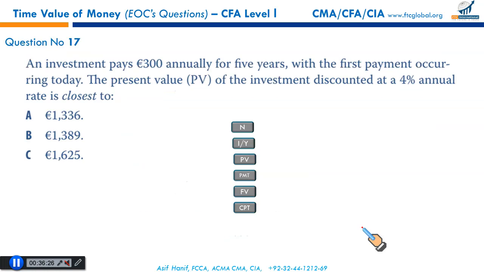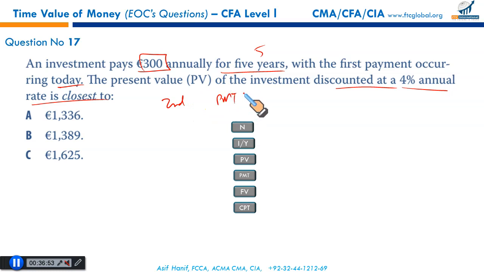Next, an investment pays 300 euros annually for 5 years with the first payment occurring today. The present value of the investment discounted at a 4% annual rate is closest to. Now since the first payment is being received today, it's an annuity due question. I'm sure you know how to convert first into beginning mode. Second, the PMT key that has the beginning mode, then you press second again and then press enter or set. It will bring your calculator to the beginning mode.